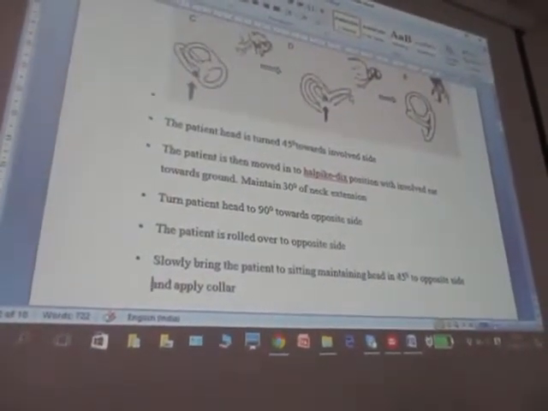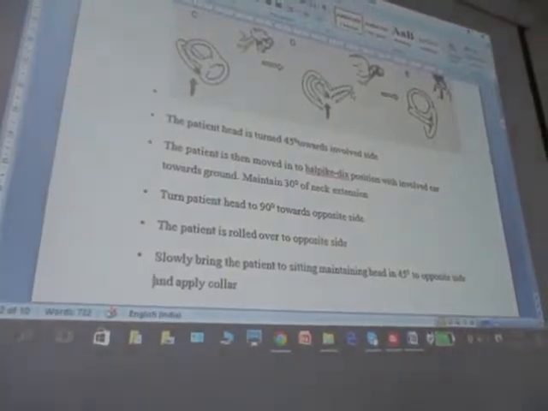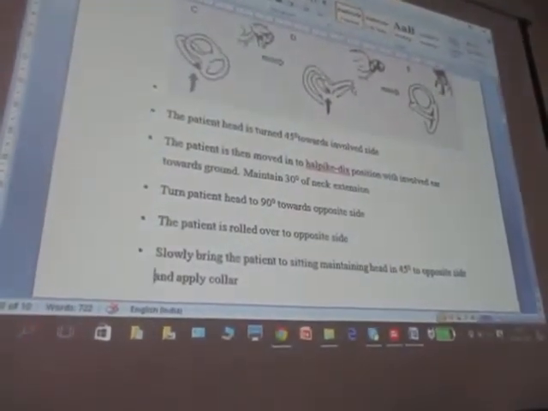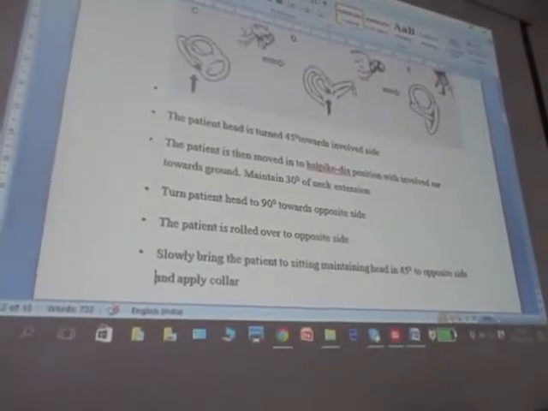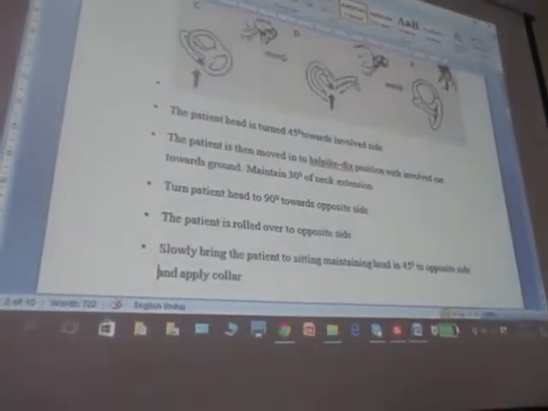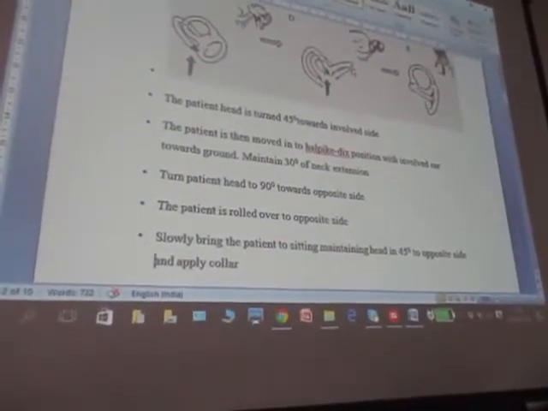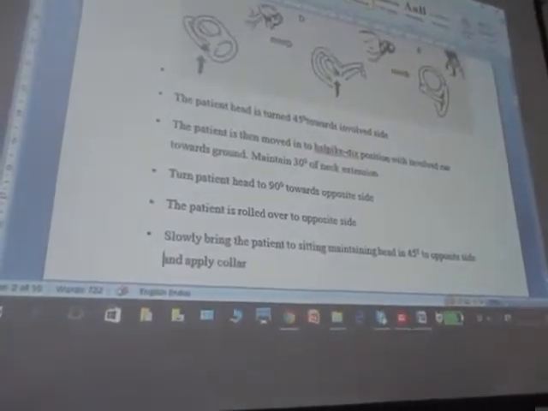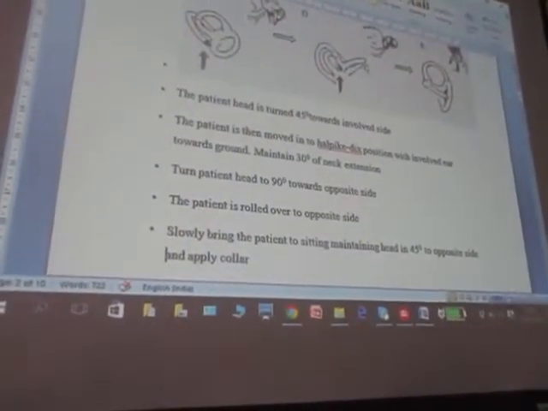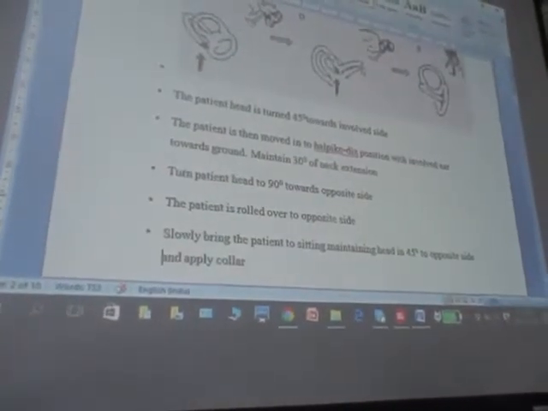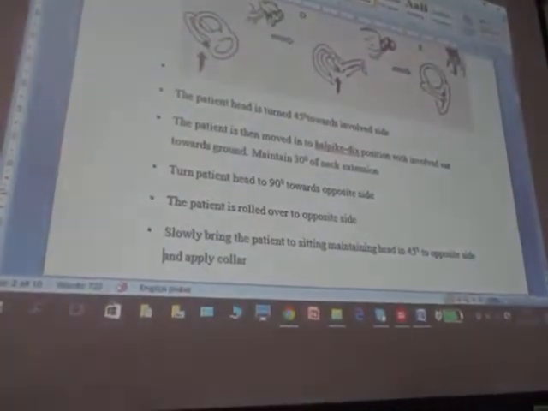There is one more maneuver, which is for horizontal. First we will see for superior or anterior and posterior semicircular canals. So here the patient's head is turned 45 degrees towards the involved side. If my right side is involved, I have to rotate the patient's head to the right side 45 degrees.